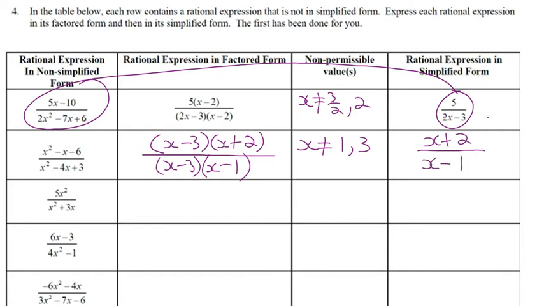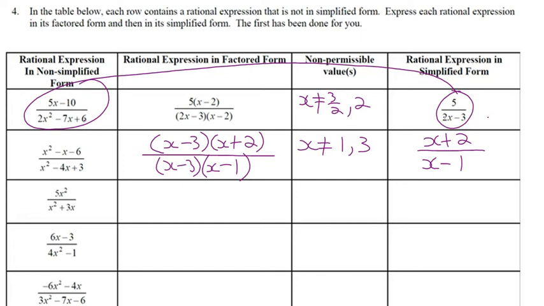So we cancel the x minus 3's, right? And we end up with x plus 2 over x minus 1. So again, what are we saying? We're saying that this expression, x squared minus x minus 6 over x squared minus 4x plus 3, is the same as x plus 2 over x minus 1, for every value of x, except x cannot be 1 or 3, right?